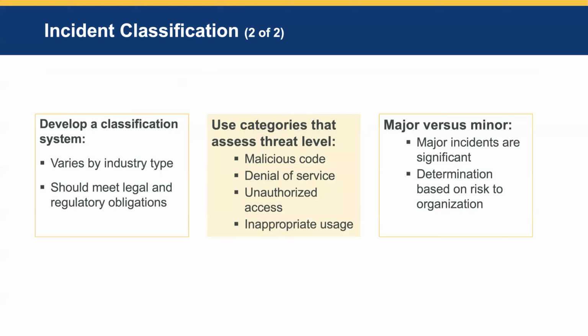And so once we are able to classify an incident, we're going to need to make sure that we have an appropriate way in which we're going to be able to assess it. And so our classification system should be based on the industry type and should meet our legal and regulatory obligations.